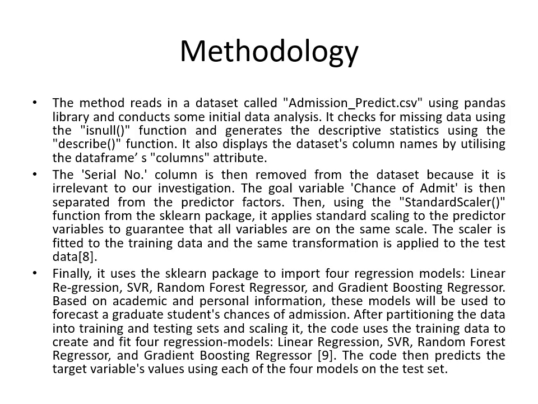This is the methodology. The method reads in a dataset called admissionpredict.csv using the pandas library and conducts some initial data analysis. It checks for missing data using the isnull function and generates the descriptive statistics using the describe function. It also displays the dataset column names by utilizing the data frame's columns attribute. The serial number column is then removed from the dataset because it is irrelevant to our investigation.